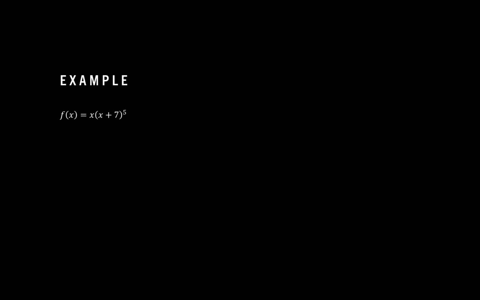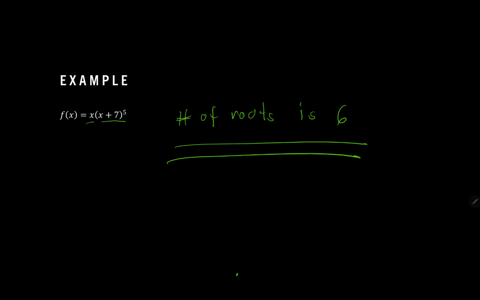Let's go with this one. How about this one? So f of x equal to x times the 5th power of x plus 7. As you can see, you can count this as 1, and then there's a multiplicity of 5. So therefore, the number of roots is 6.